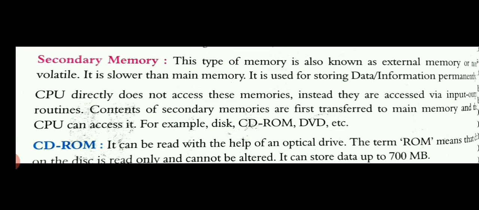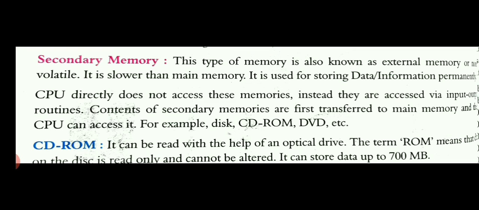The CPU does not directly access this memory. Instead, it is accessed via input-output routines. With the help of input-output devices, you can fetch the details of your memory. The content of secondary memory is first transferred to main memory and then the CPU can access it. First of all, your content or information is transferred to main memory, and after that it is accessed by the CPU.